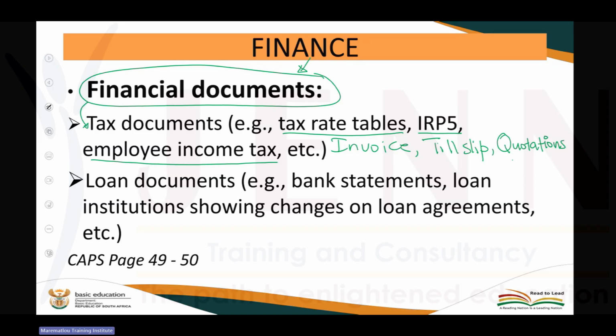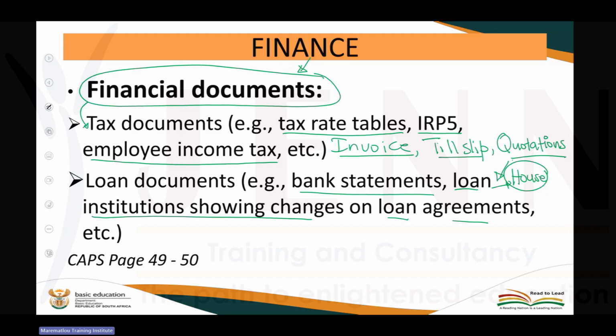If you are doing grade 12, you must be able to answer questions that can be given from any of the financial documents that I have listed. We also have the loan documents, like bank statements and the loan institution showing changes on loan agreements. Here, it's when a person is buying a house. There will be a statement coming on a monthly or quarterly basis, because this person has taken a loan from the bank to pay for this particular house.